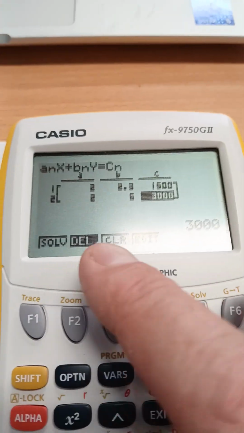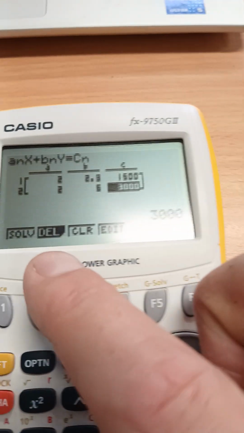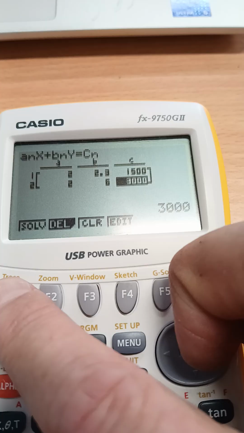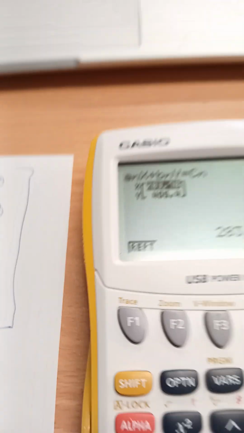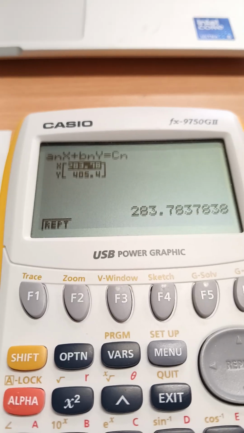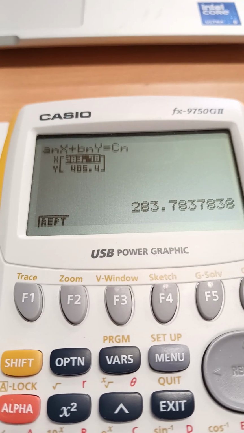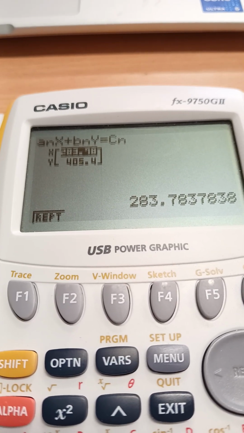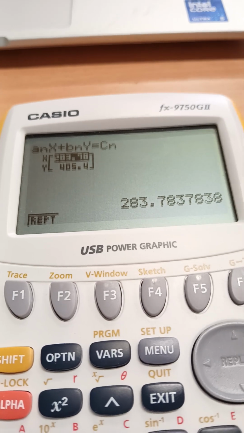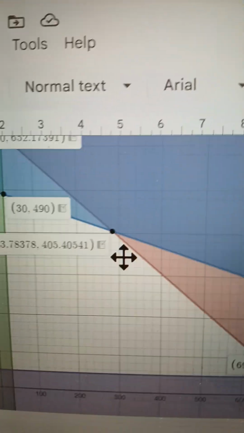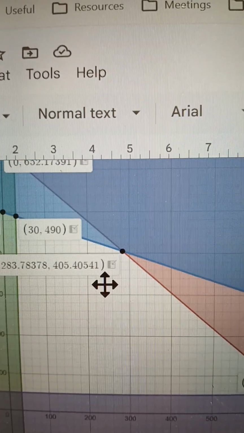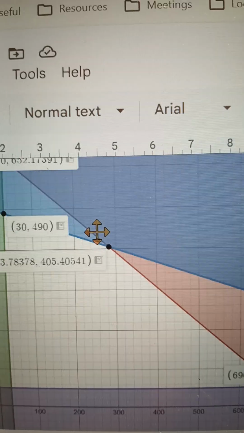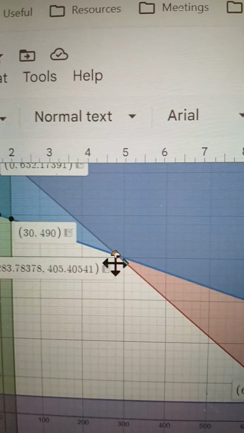Then after that, check it, make sure you get the right numbers in there, push solve. These numbers that come up are your x and y points of the solution for that line. So I have 283.7, 405.4. Just note that that is the intersection of those two constraints there, 283.78 and 405.4. If you've drawn them on your graph, it's where the two sloping lines cross over each other.